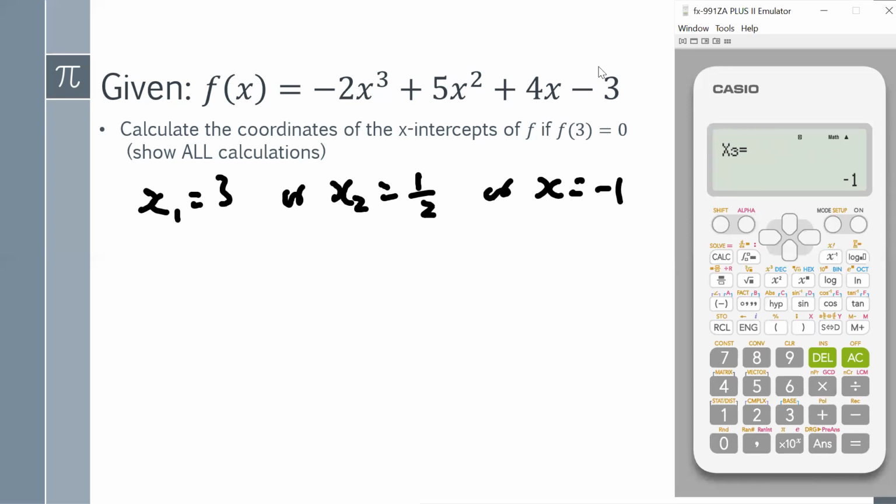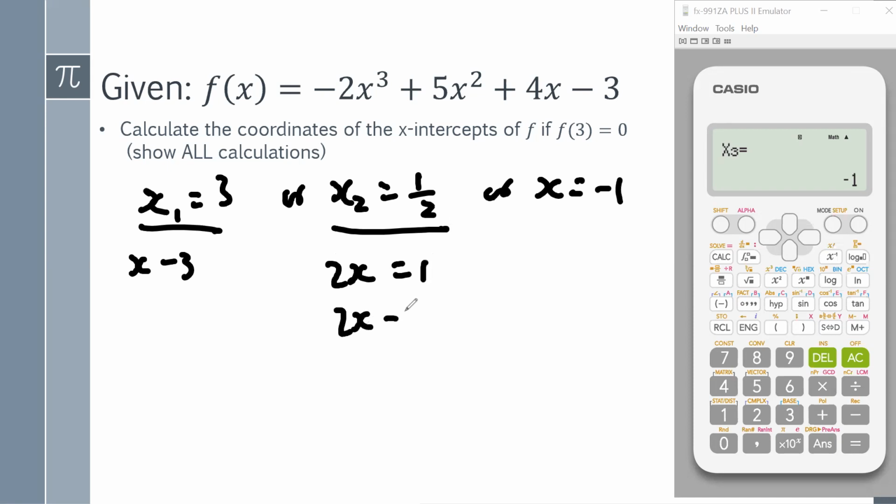Now, this is how you're going to box it. Don't make it too obvious to the examiner. This here means that you have x -3 as a factor. Now, to get a fraction, you divide by 2. So you must think and say, oh, you had 2x equals 1, so you had 2x -1 as a factor. And here you had x plus 1 as a factor. So these are all your factors.